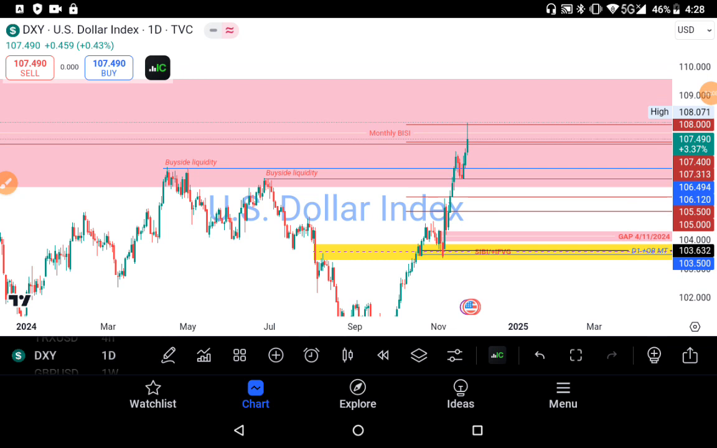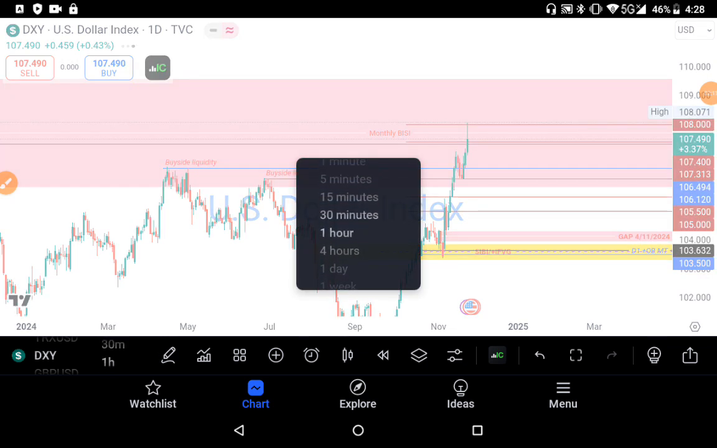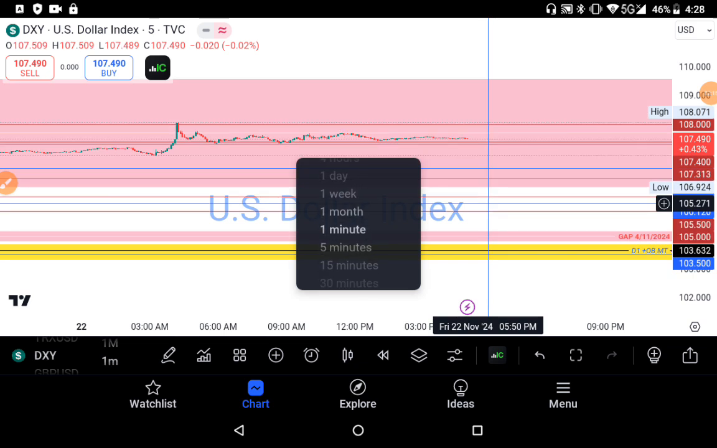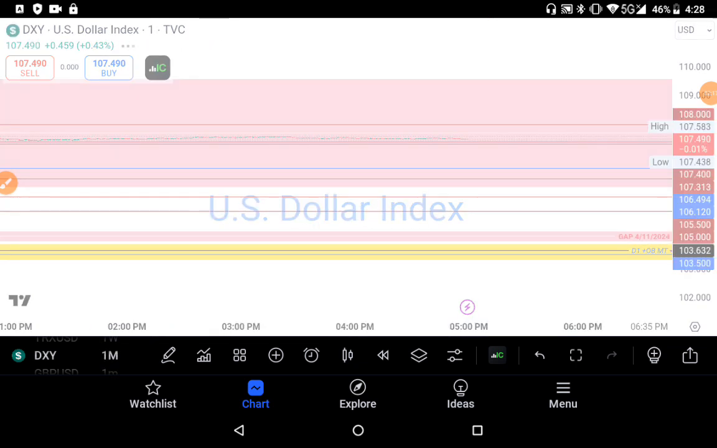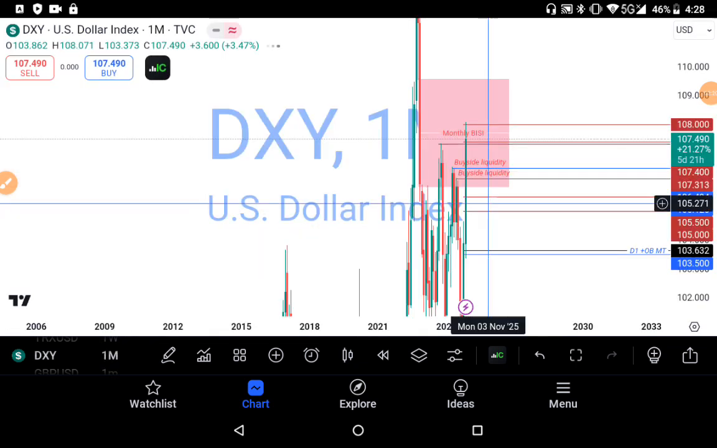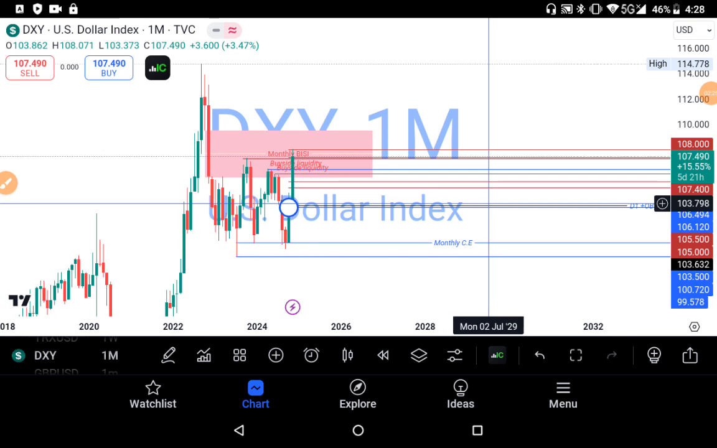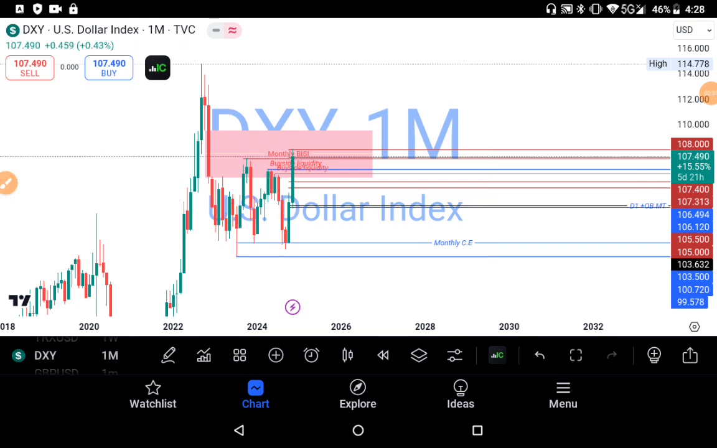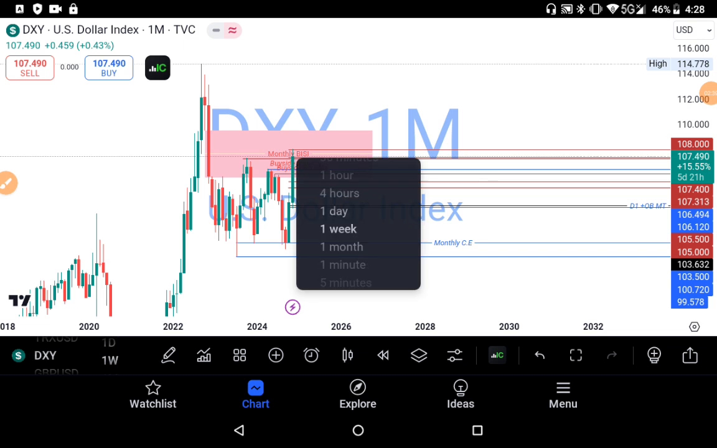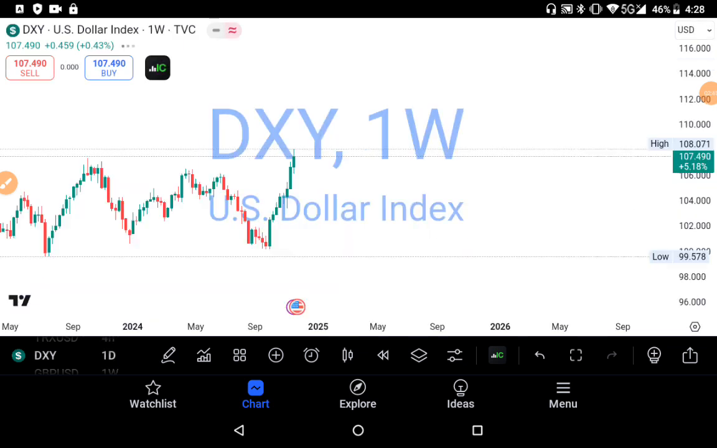So let's bring it out. Let's see the monthly chart, the origin of the, so this is the CB here. This is the monthly CB here. So we've seen the market price walked into it. So what I'll be expecting the coming week.